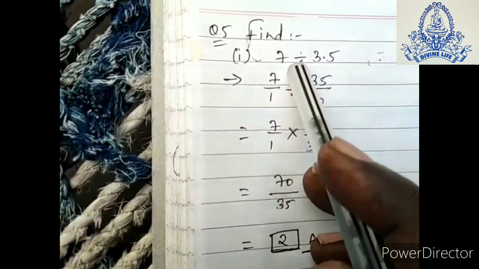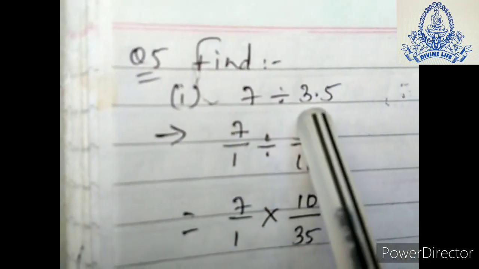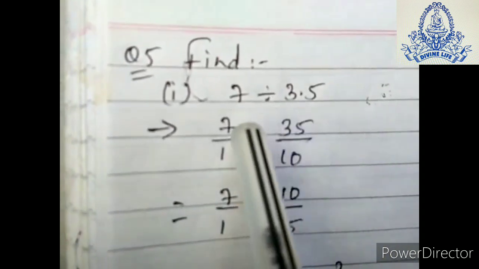Find 7 divided by 3.5. 7 divided by 3.5. So we will take 7 upon 1, as we don't have a denominator here, so we will take a 1 as a rule. 7 upon 1 divided by 3.5 converted into 35 upon 10. 3.5 becomes 35 upon 10 after removing the decimal point. So 7 upon 1 divided by 35 upon 10. 7 upon 1 will remain the same.